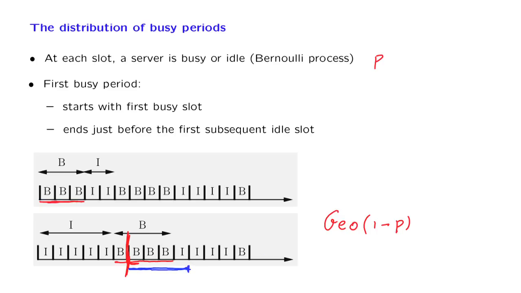But now notice that the length of this blue interval is exactly the same as the length of this red interval. The red interval is just the same as the blue interval, but shifted by 1, but their lengths are the same. And the length of the red interval is the length of the first busy period. So we conclude that the first busy period is also a geometric random variable with parameter 1 minus p.